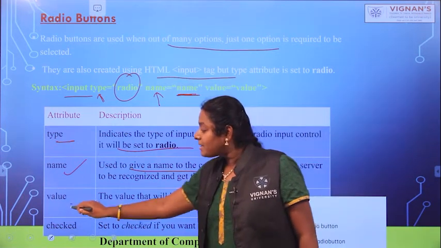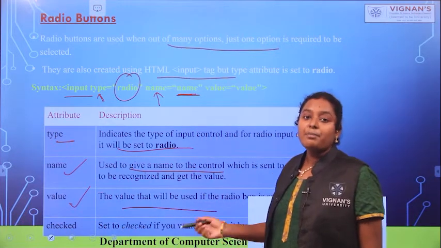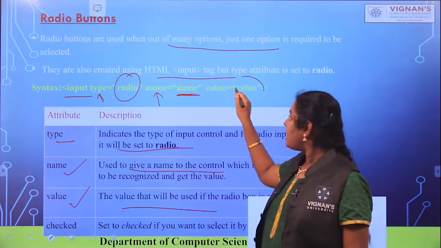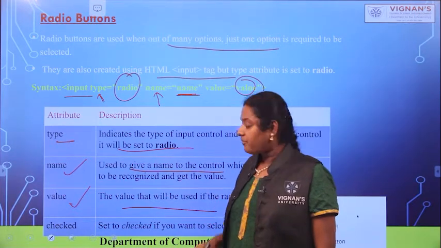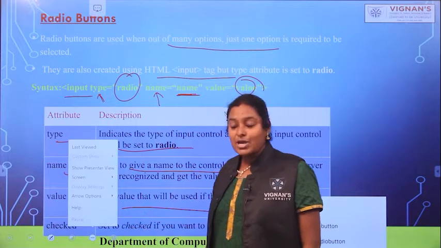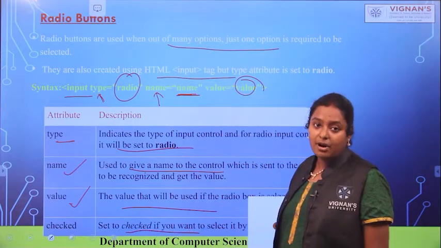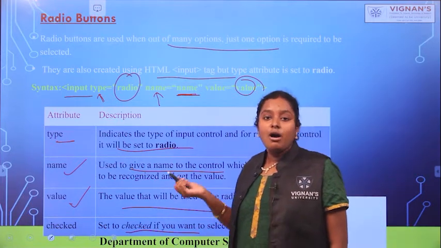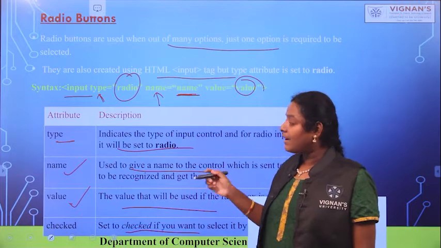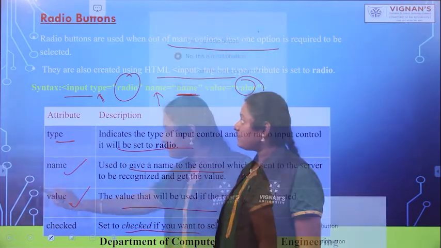Next, what is meant by the value? It is the value that will be used at the back end. Nothing but the value of the corresponding control. Either you can set on or off. Next, what is meant by checked? It is set to checked if you want to select it by default. Whenever you run the form, if you want the value already highlighted, already checked, at that time you have to use the attribute checked.